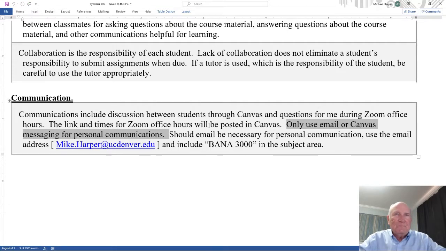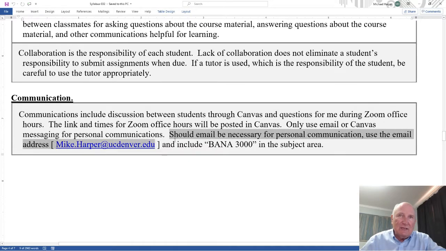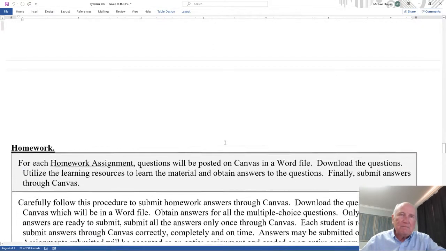So ask your fellow students on Canvas, ask me in Zoom, and email and Canvas messaging should be the last mode of questions for me. Should email be necessary, and sometimes it is, for personal communication, use this email address and make sure you let me know that you're in BANA 3000. Then I can put it in a little bit more of a context.